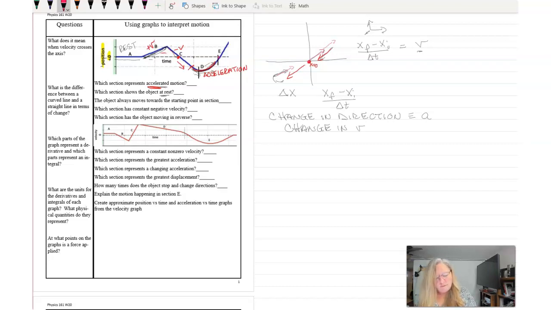If I go from a positive to a negative, and I don't have any acceleration happening, well, I'd have to have acceleration because I'm changing direction. This would probably be the point where I'm going in reverse. That's one way to look at it. We'll do the bottom graph on the next video.